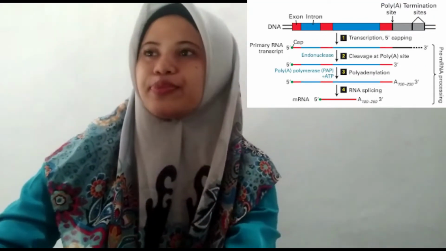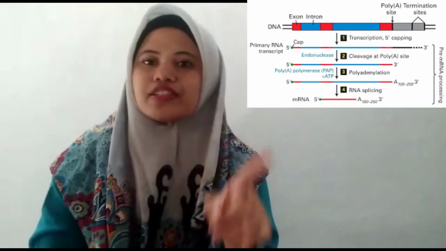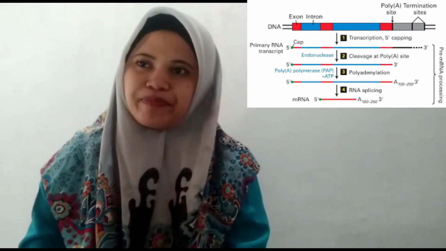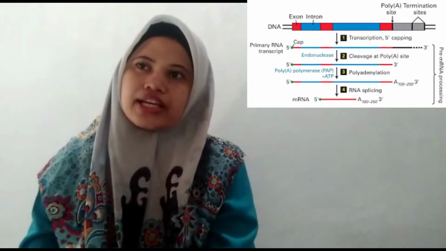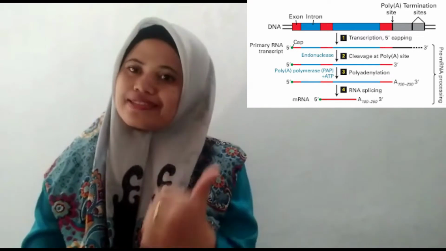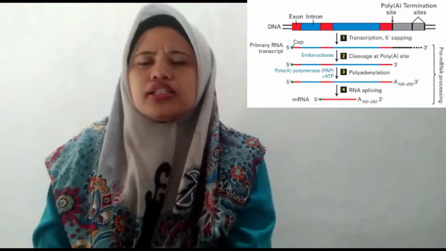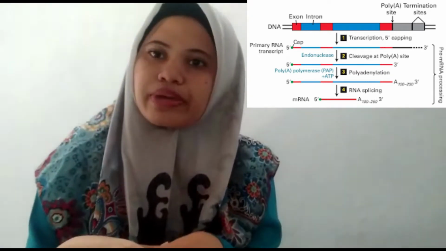Okay, now let's move to processing mRNA. In eukaryotes, the new mRNA is not yet ready for translation. At this stage, it's called pre-mRNA, and it must go through more processing before it leaves the nucleus as mature mRNA. The processing might include splicing, editing, and polyadenylation. The process modifies the mRNA in various ways. Such modifications allow a single gene to be used to make more than one protein.